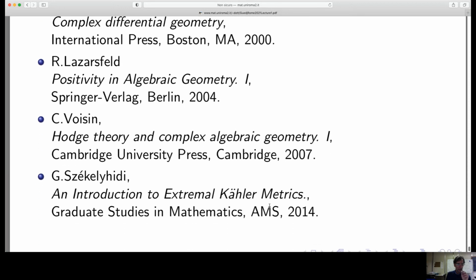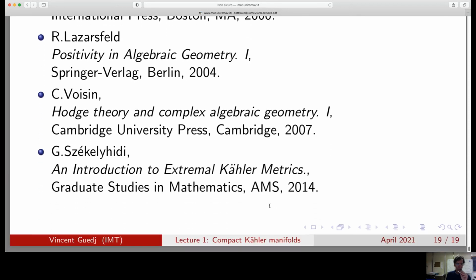And Szekelyhidi, An Introduction to Extremal Kahler Metrics, or a slightly older one by Gang Tian, also about extremal Kahler metrics. Okay, then we are finally done.